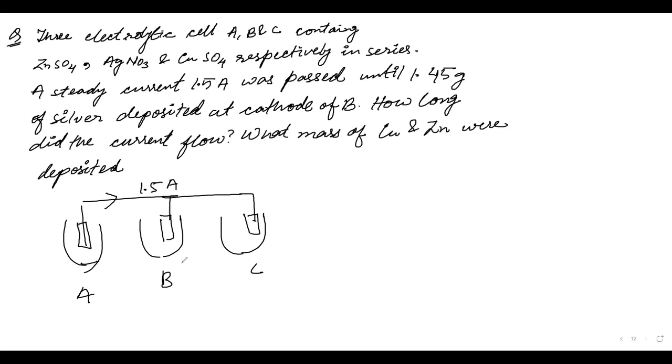Jubair, can I have you please in series? Okay, sir. In series, the same current passes, right? Yes, sir. That means all of these will get 1.5 amperes. But the switch was on for a minute, then it was turned off. When it was turned off, we found that 1.45 gram of Ag was deposited.